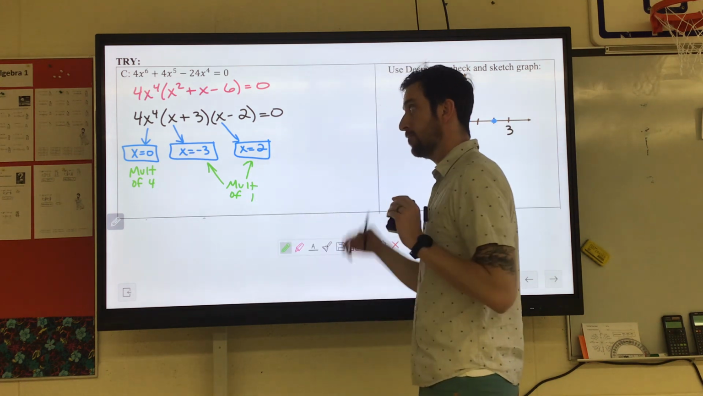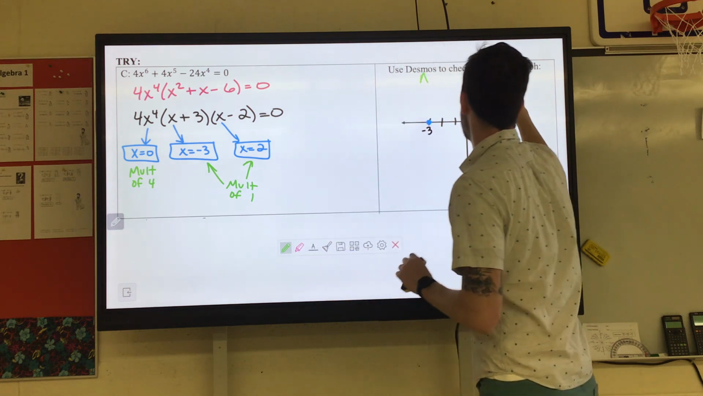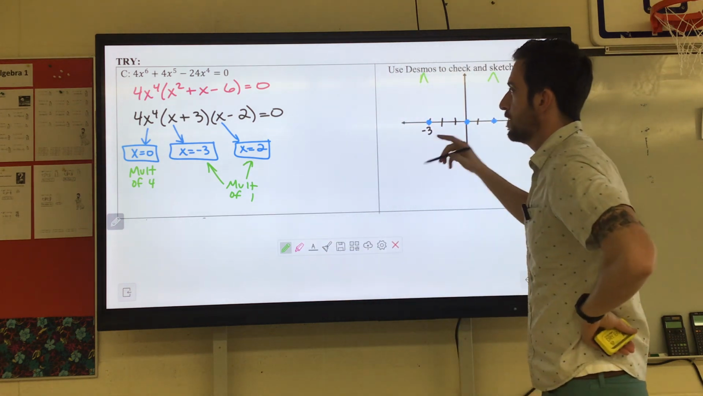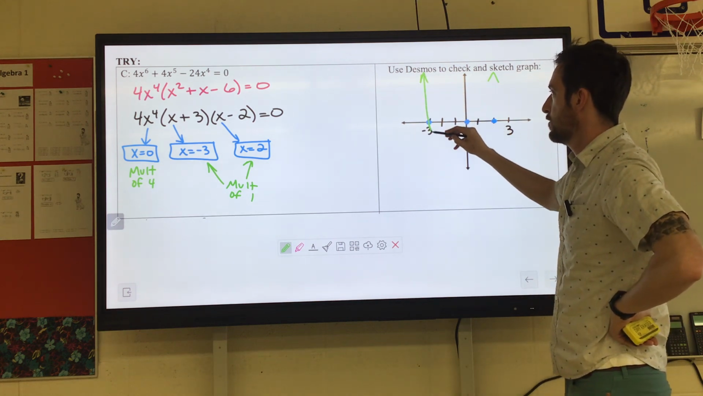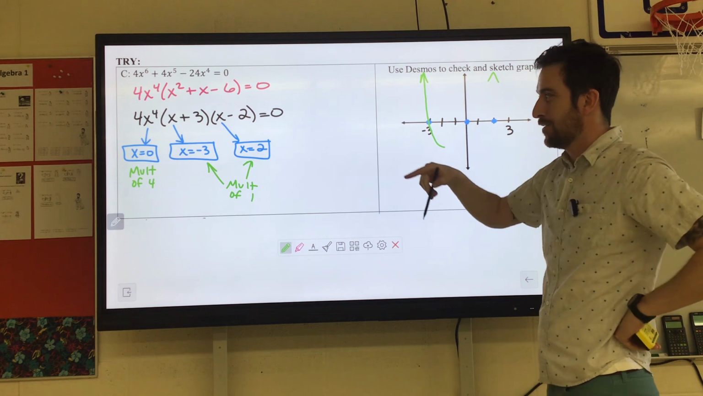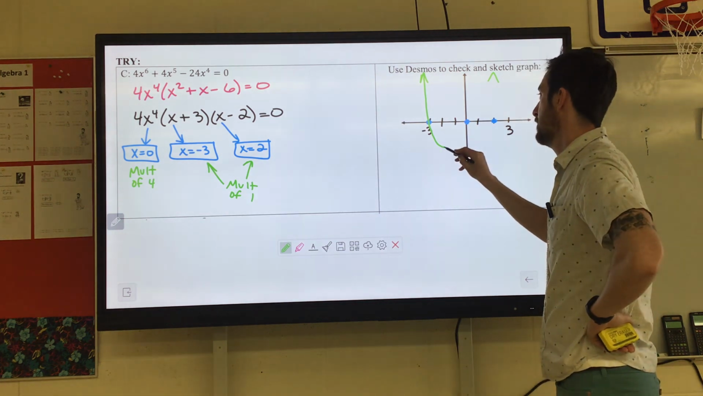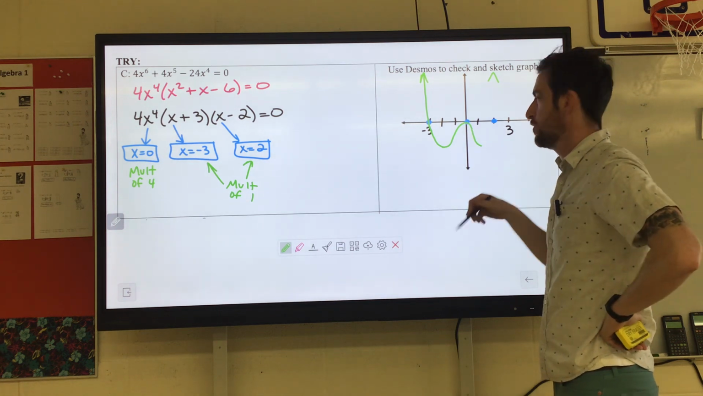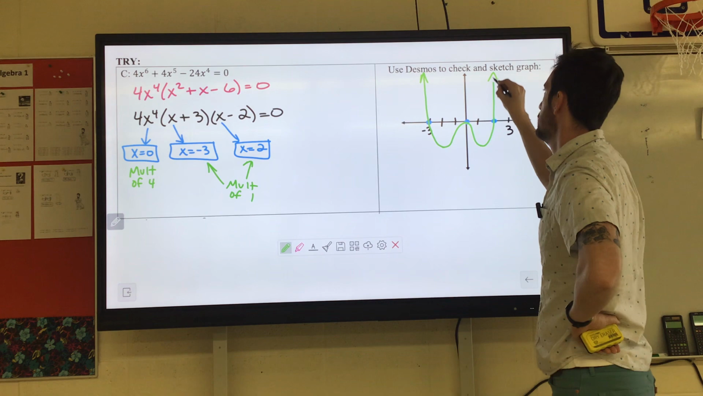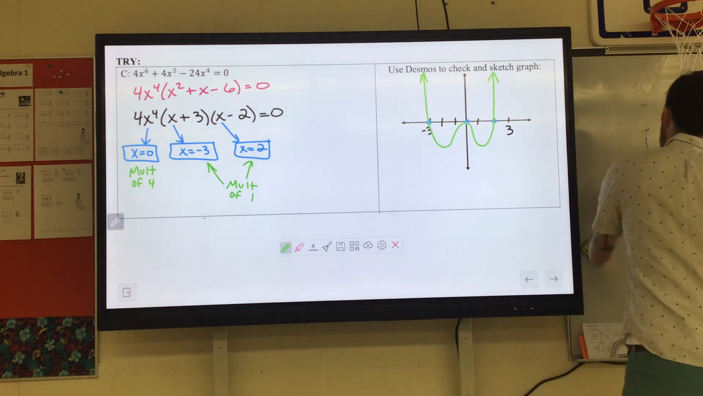Even function, starts high, ends high. So let's see, at negative 3 it has a multiplicity of 1, so it's just going to cross through there. At 0 it has a multiplicity of 4, so that means it's going to hit 0 and then turn around. And then at 2 it has a multiplicity of 1, so it just crosses right through it. We did it! We're having fun!